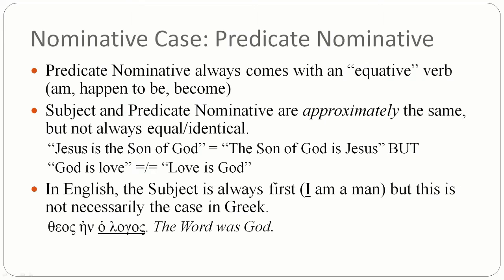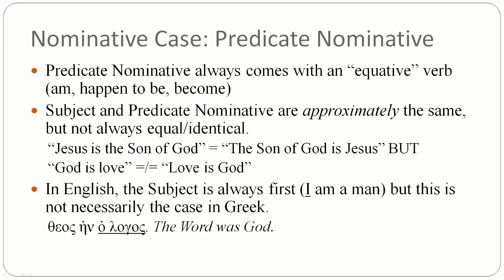And so a lot of times in here you'll have a subject and what's called a predicate nominative, and both of those are going to appear in the nominative. Now, they appear with equative verbs, and so a really simplistic way of thinking about this is that there's an equal sign between the two of them, but that's not always the case. The subject and the predicate nominative are usually close to the same, but they're not always identical.